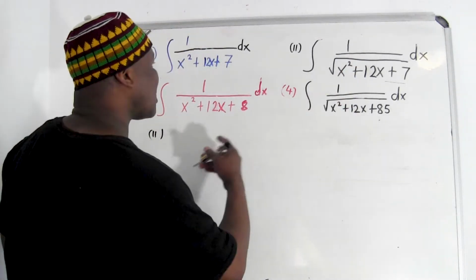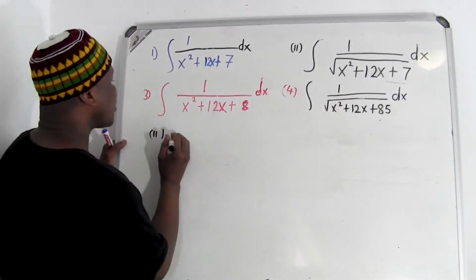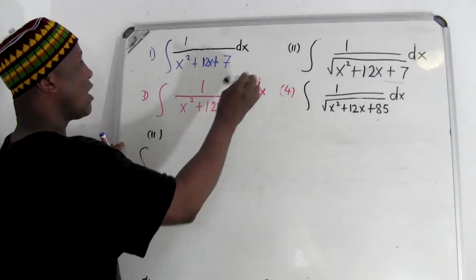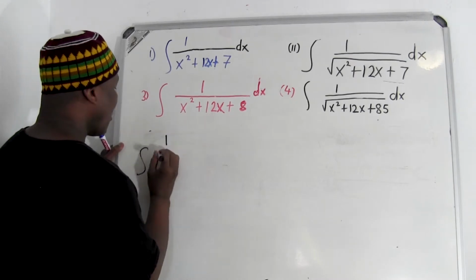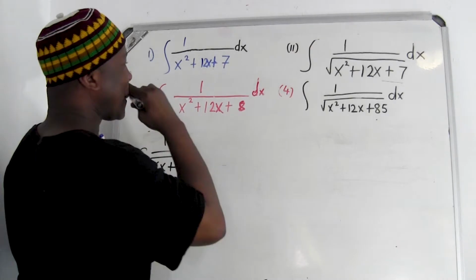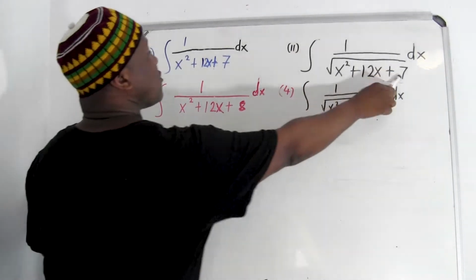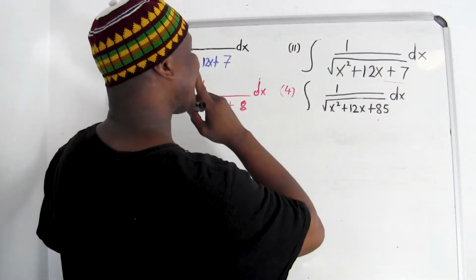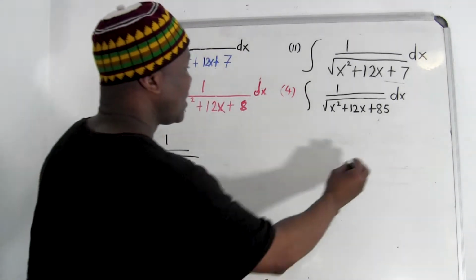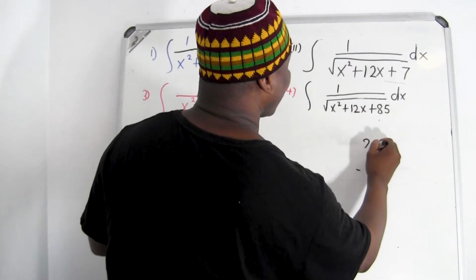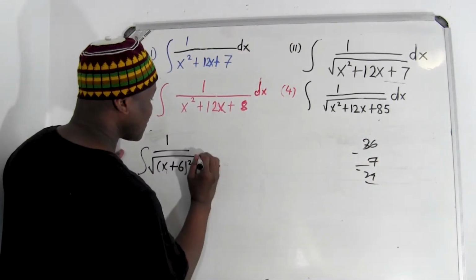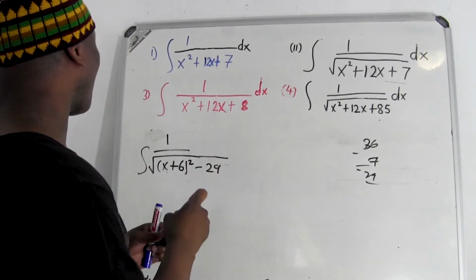So I'm going to do the same approach like how I did number 4. So I'll say this x squared plus 12x plus 7 is the same as, I run my integral, 1 over square root. When you complete the square, that's going to be x plus 6 squared, and then 7 minus 36, which equals minus 29. You see what I'm saying? So that's what we have.